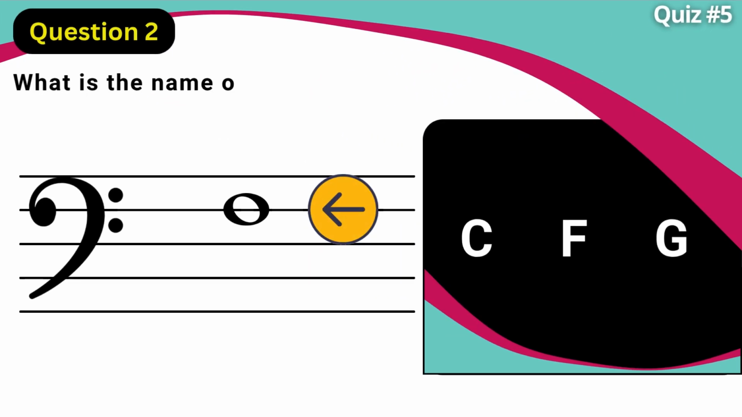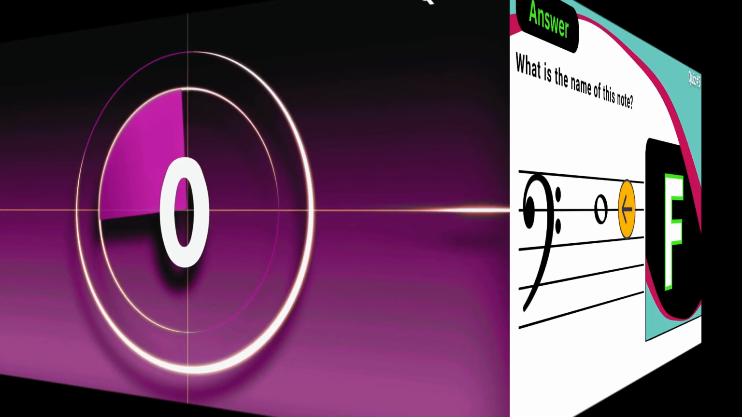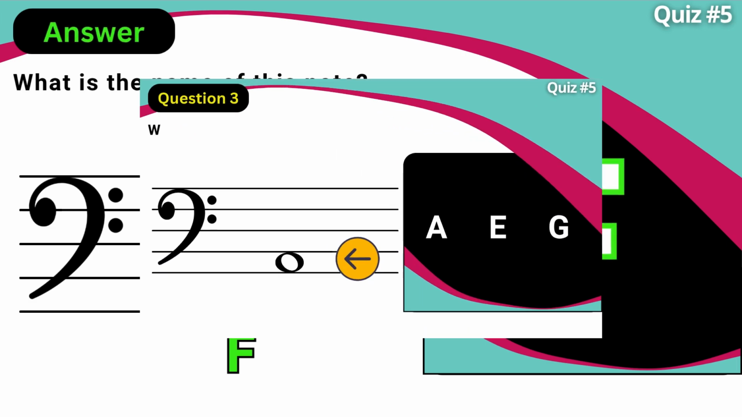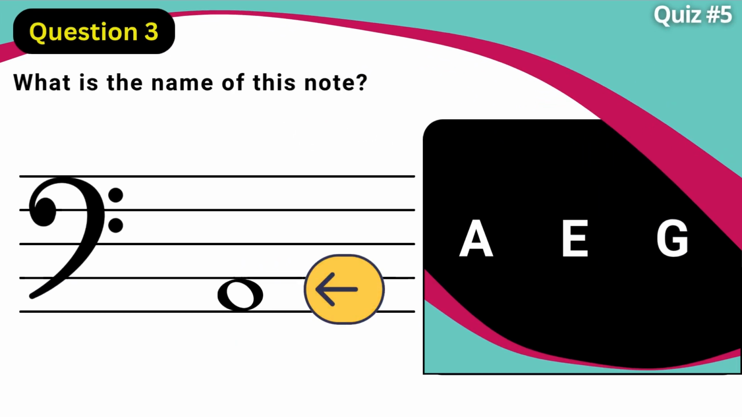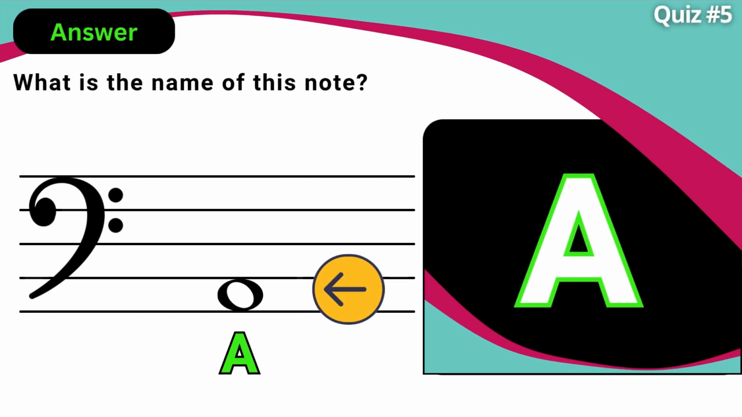Question number 2. What is the name of this note? C, F, or G? And the answer is F. Question number 3. What is the name of this note? A, E, or G? And the answer is A.